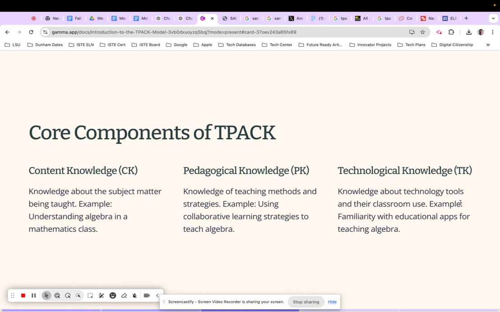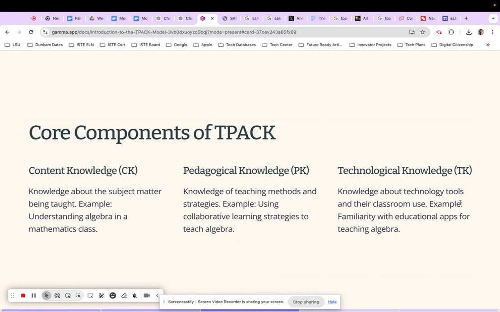So content knowledge they refer to as CK. And then you also have to have a strong pedagogical knowledge. So you have to have an understanding of teaching methods and strategies, and that's the PK. And then you also have to have the technology knowledge. So you need to understand the technology tools that are available and how they can be used in the classroom.